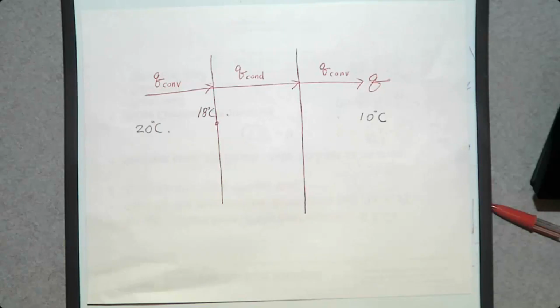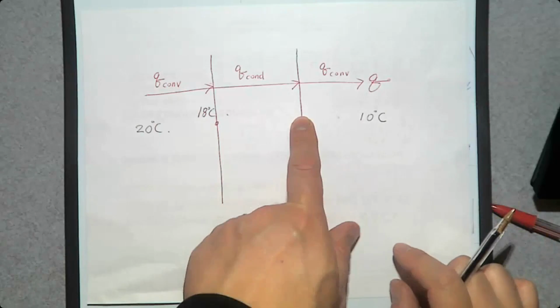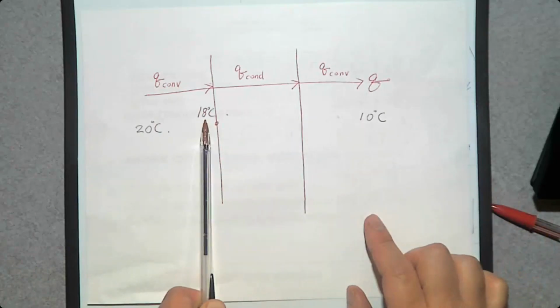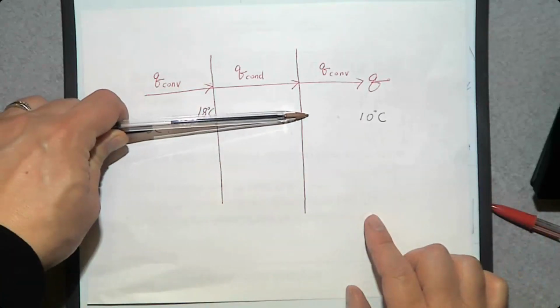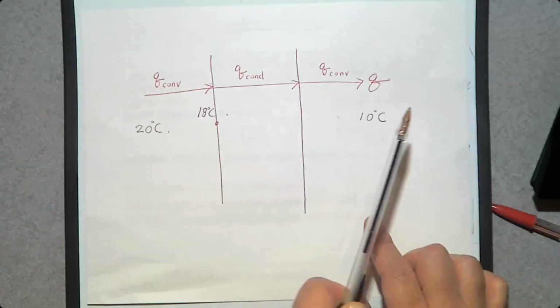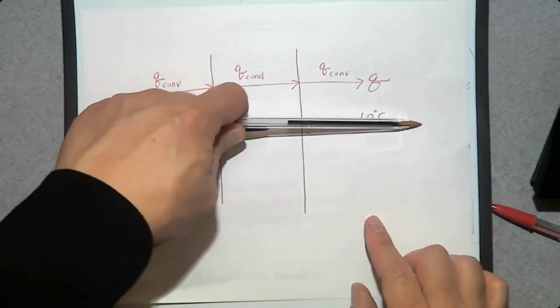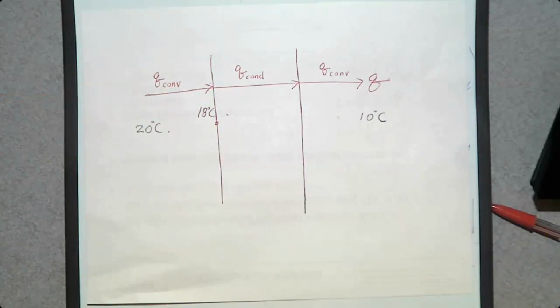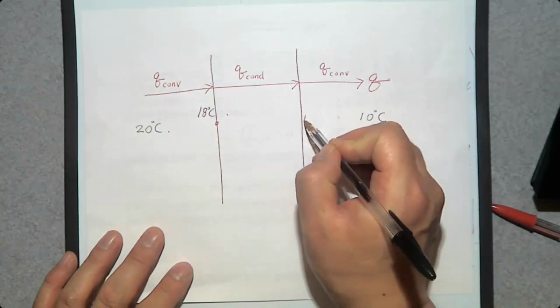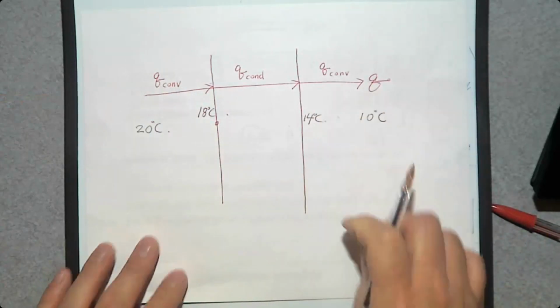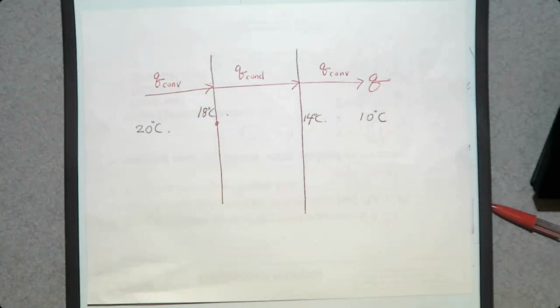What about the temperature between this outer surface and the air outside? The temperature here should be less than 18 to have a heat transfer in this direction, and this should be greater than 10 to have a heat transfer in this direction. So let's say the temperature is around 14 degrees Celsius. Then what is the temperature distribution from 18 to 14?